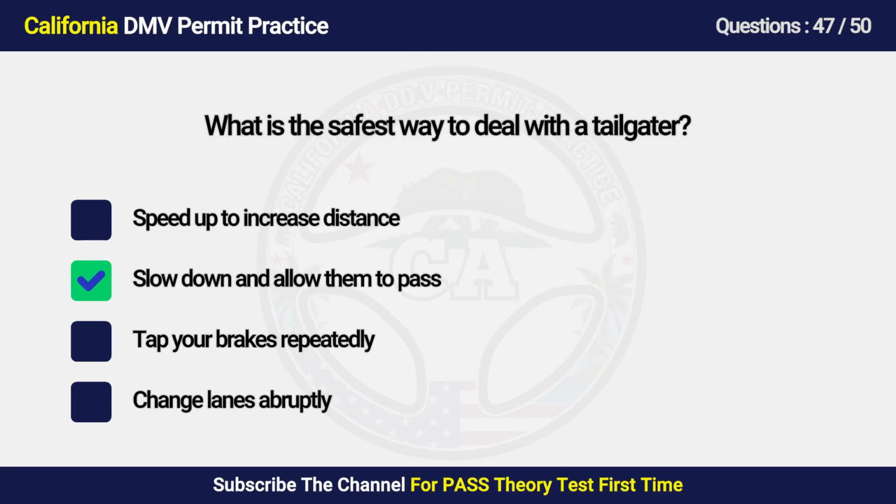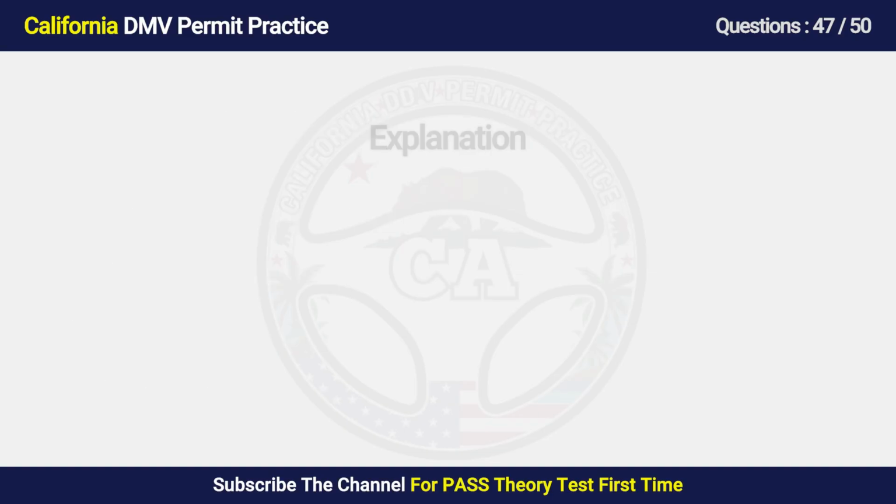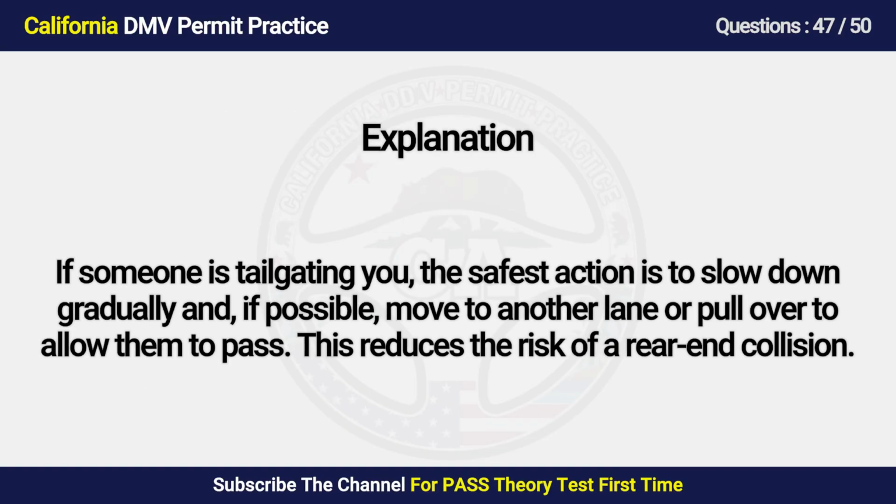Answer is B. Slow down and allow them to pass. If someone is tailgating you, the safest action is to slow down gradually and, if possible, move to another lane or pull over to allow them to pass. This reduces the risk of a collision.